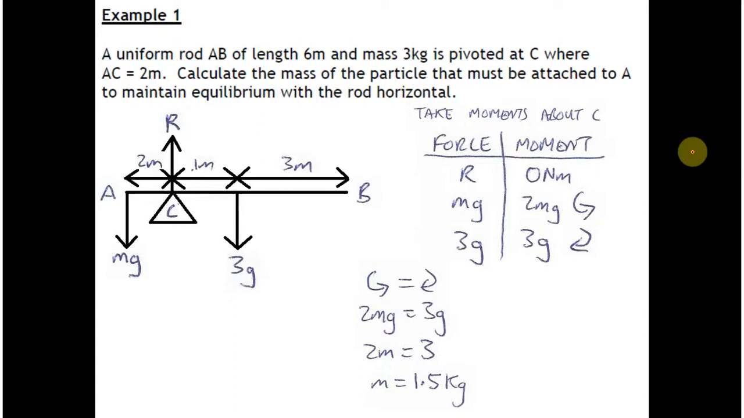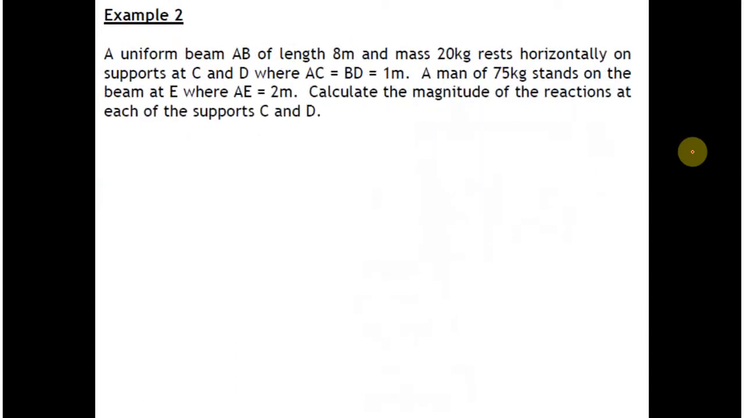If we then wanted to find r, the easiest thing would be to stick the 1.5 in for m and do an up equals down on the plane lamina. We'll have an example of that in example 2.